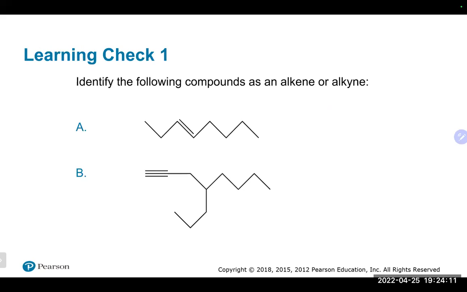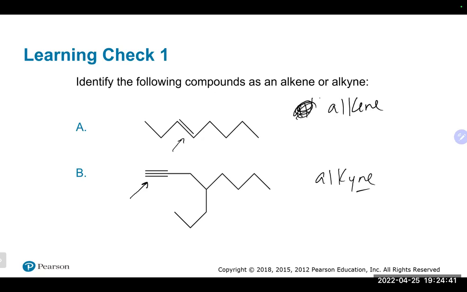So let's identify each of these as an alkene or alkyne. So the first one is an alkene, right? I'm just going to mark alkene. And this one would be an alkyne, right? With the triple bond that's happening here. If we wanted to give a name to the first one, let's see here.